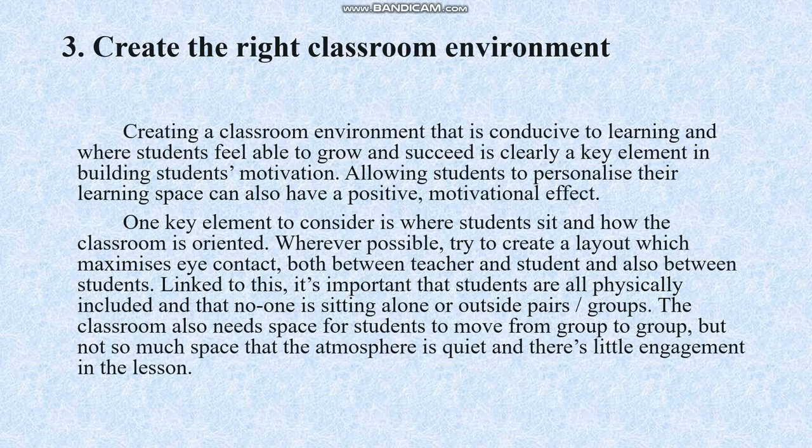One key element to consider is where students sit and how the classroom is oriented. Wherever possible, try to create a layout which maximizes eye contact both between teacher and student and also between students. Linked to this, it's important that students are all physically included and that no one is sitting alone or outside pairs or groups. The classroom also needs space for students to move from group to group, but not so much space that the atmosphere is quiet and there's little engagement in the lesson.